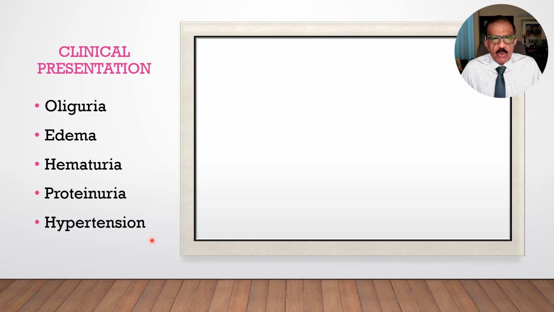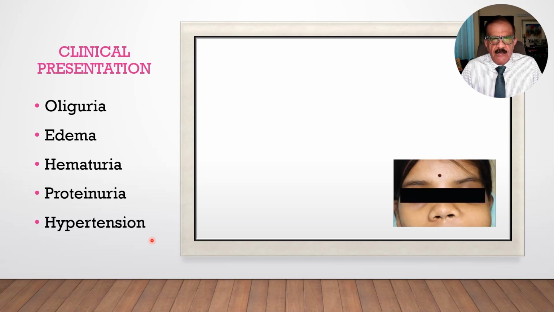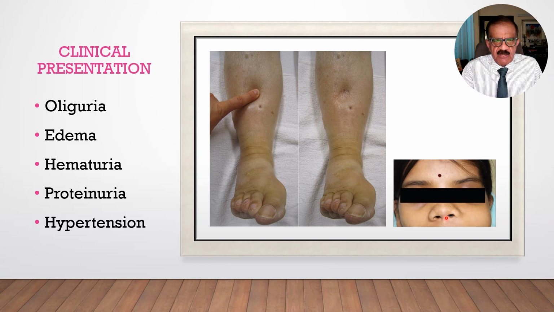So now I'm going to show these features. First of all, this is the facial edema. This could occur in many other conditions, but this is the typical facial edema of post-streptococcal glomerulonephritis. Then pedal edema. This is pitting edema, both sides, and if you press your thumb against the bone and keep it there for a few seconds, you will see this pitting formation, and this indicates the presence of free fluid in the interstitium.